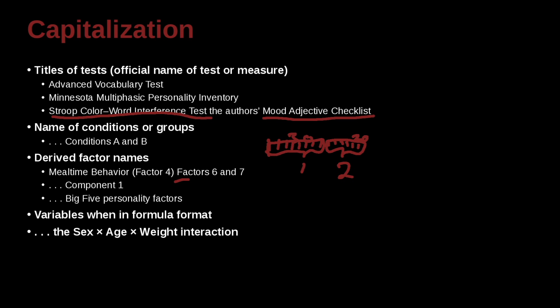And what do we mean here by times? Well, we're actually talking about interactions. So it could be times, but here it's by. Sex by Age by Weight. But in any case, it could be a formula or it could be this idea of by. We're combining them together in a matrix somehow. Capital, capital, capital.